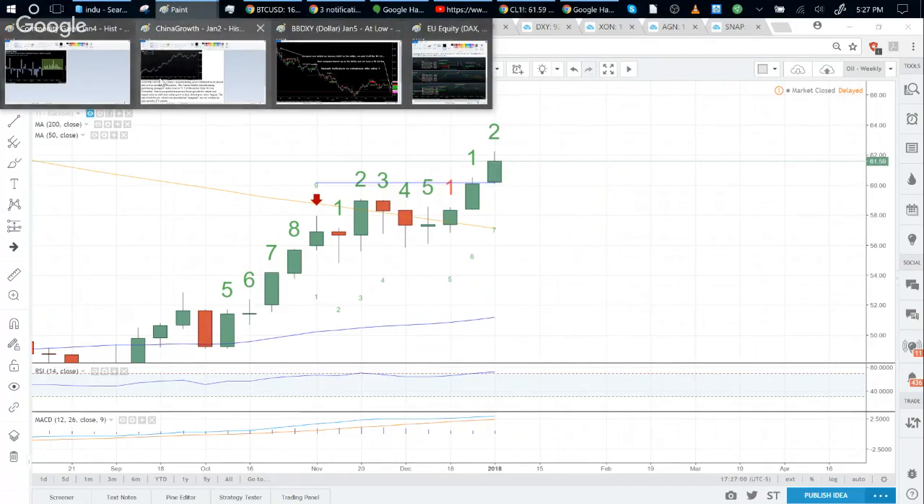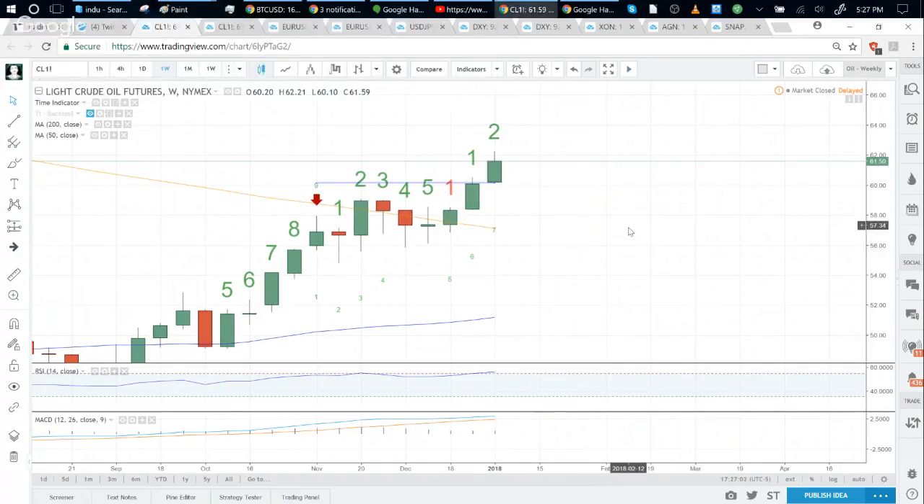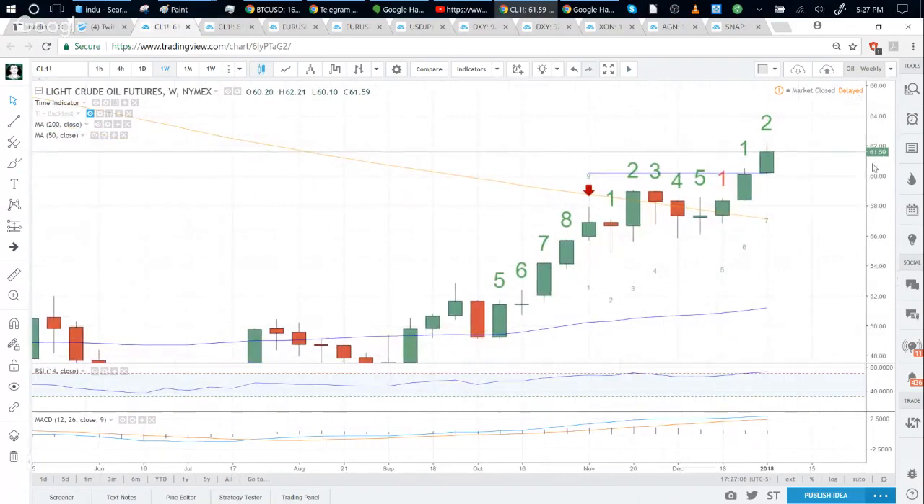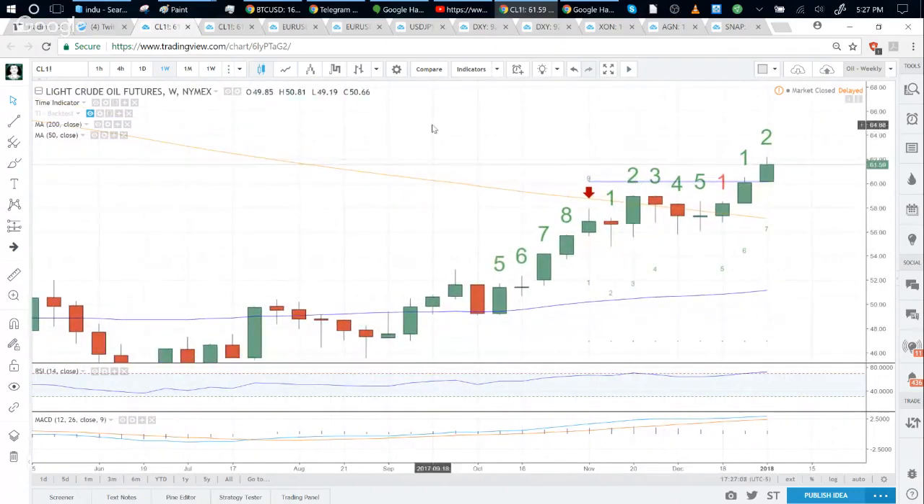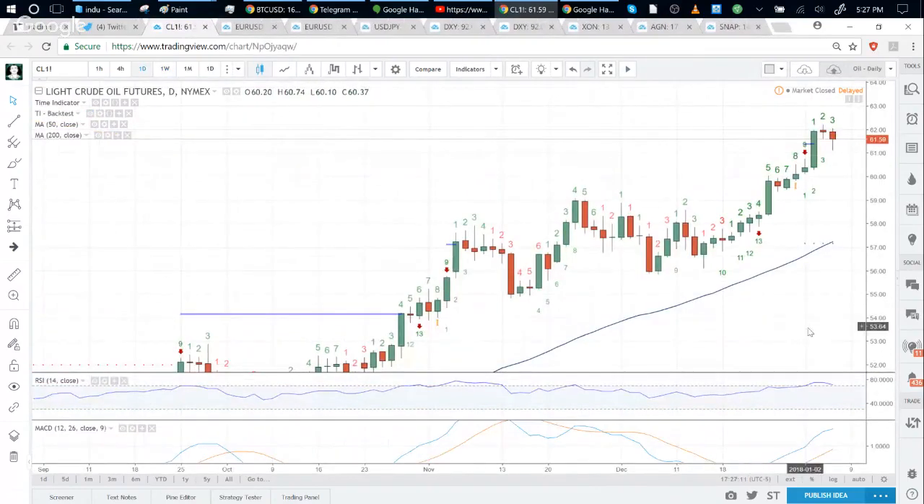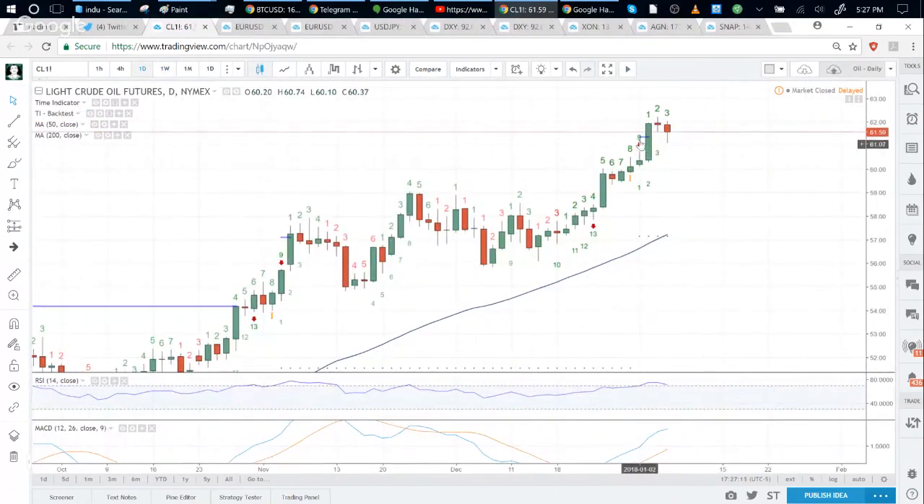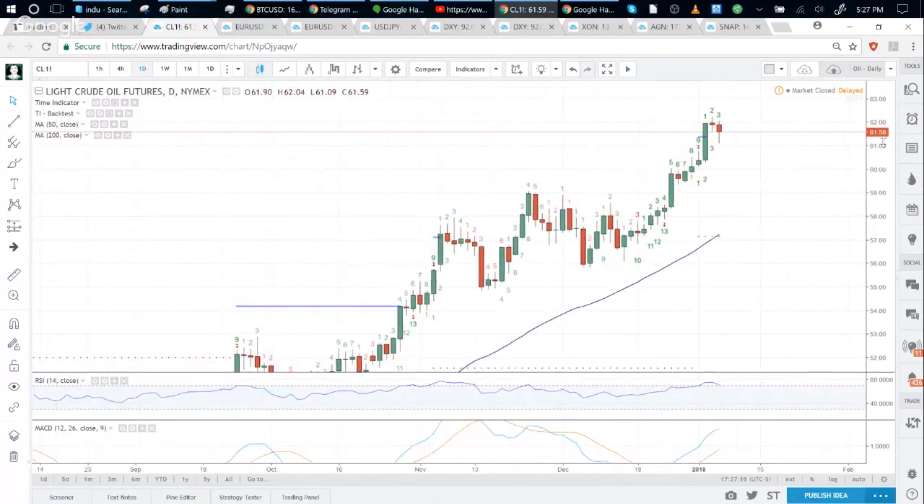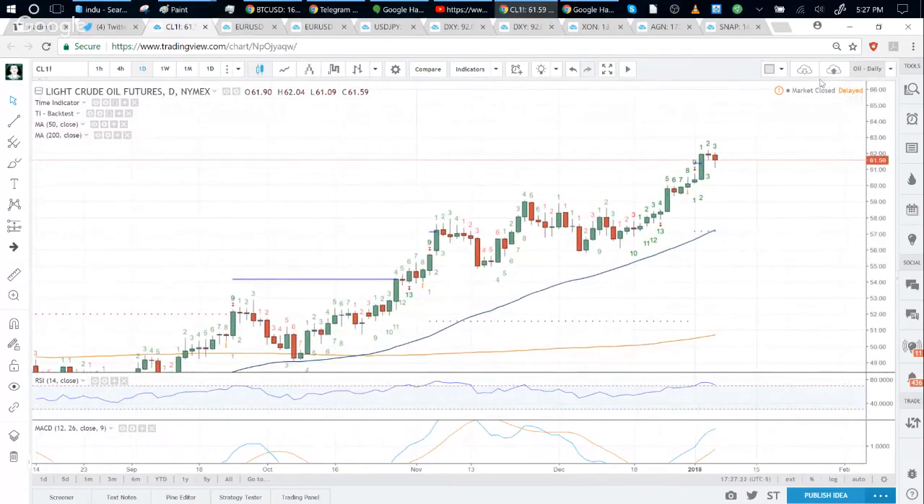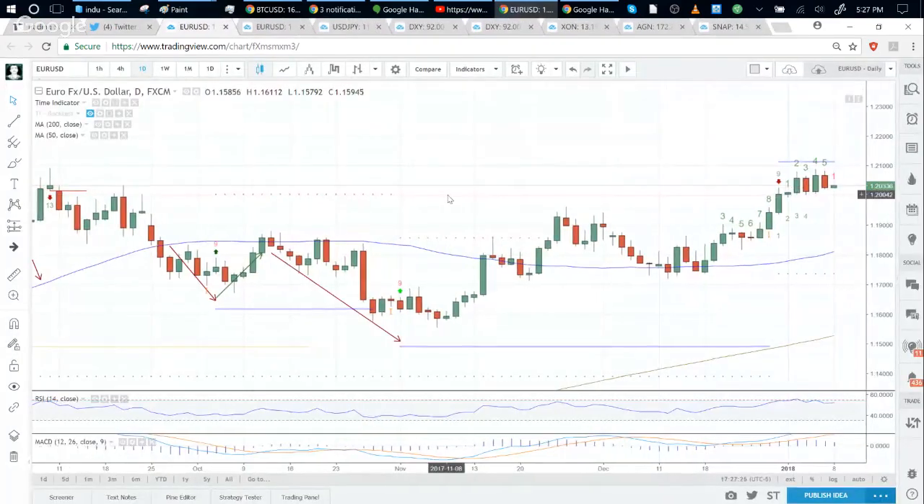But again, I already closed my chart of hedge funds being ultra long on oil. So I have to say, let's go to the daily. The daily is on a caution flag. We had a 9. Yeah, not much here. Not really much on the daily. I don't want to waste time. Let's move on. Let's look at the euro.